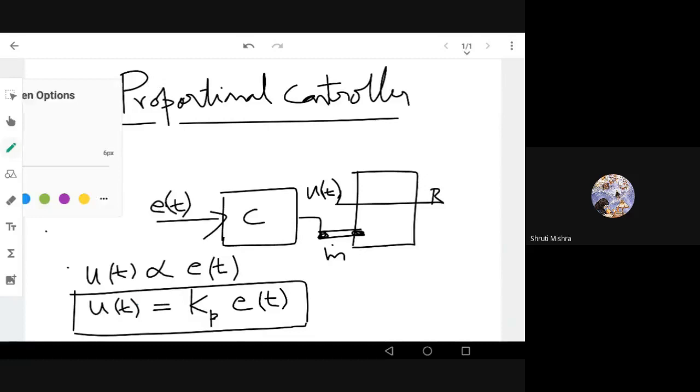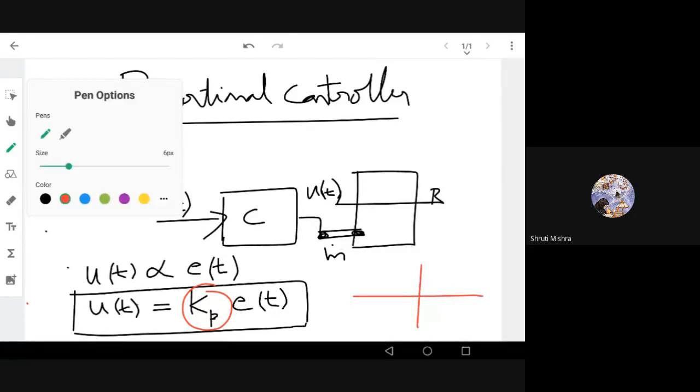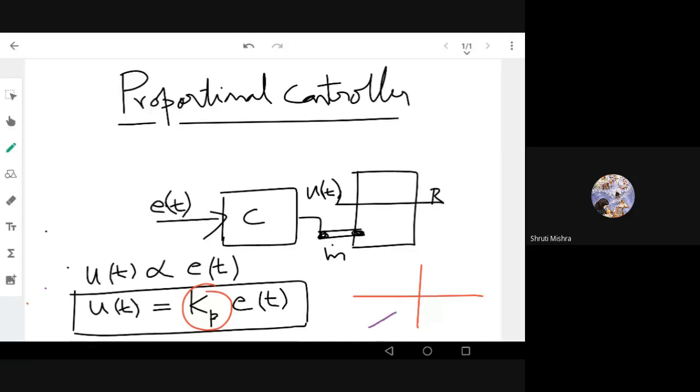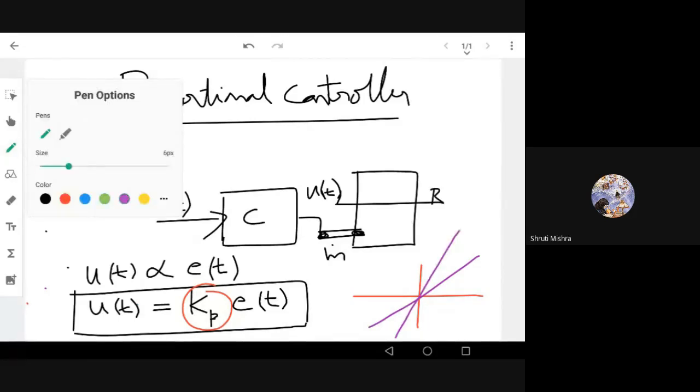Okay, so this we have discussed yesterday. Here this Kp is the constant. If I increase the Kp, you have seen yesterday that our response is going to increase, right? We have seen the input output curve in one example. If I increase the Kp, what will happen? The curve will shift, the slope will increase. Now the sensitivity is much higher, right?